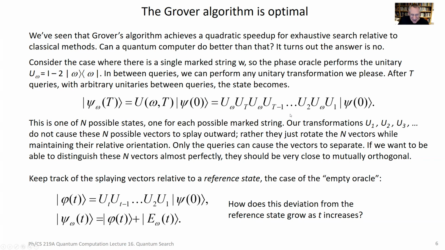And so after little t queries, psi omega is going to deviate from the reference state phi of t by some amount, which is e sub w of t. So phi is a normalized vector, psi sub omega is a normalized vector, e sub omega is not. It's just the difference between the two, and I had to call it something.